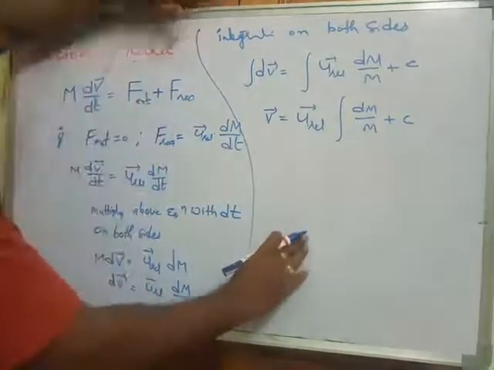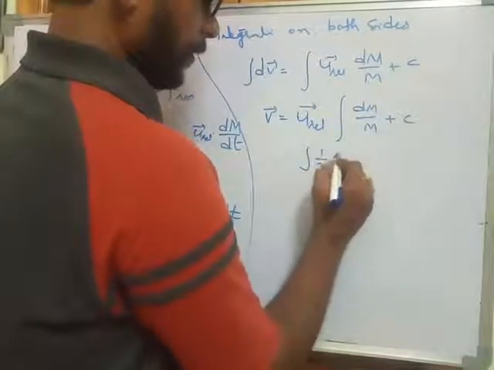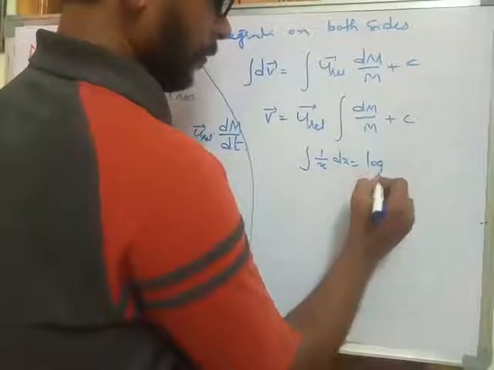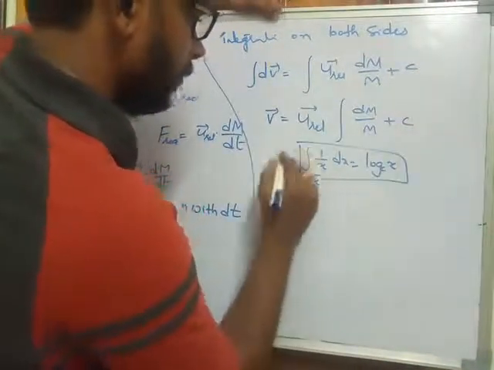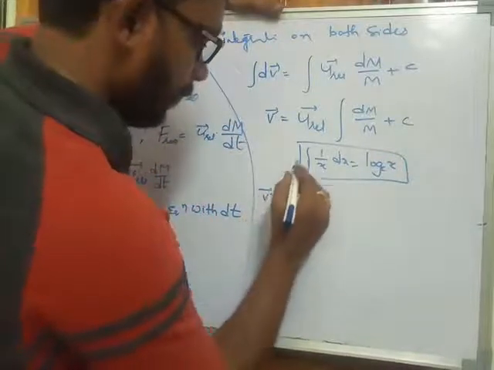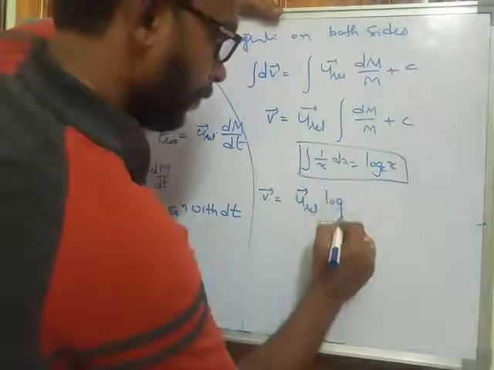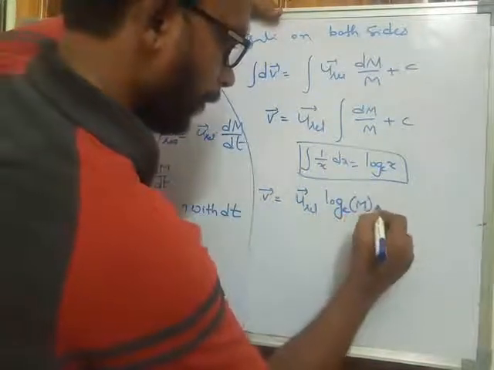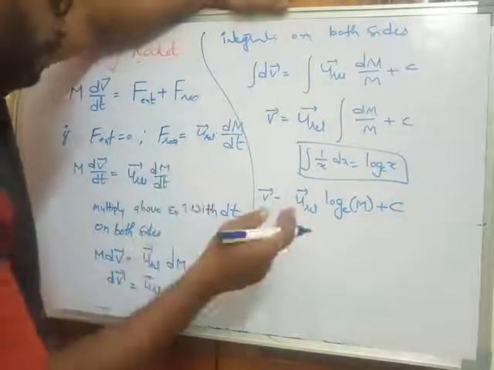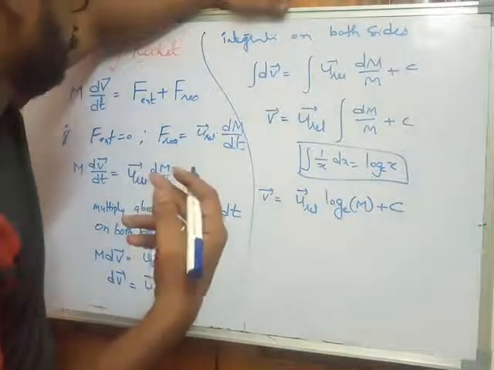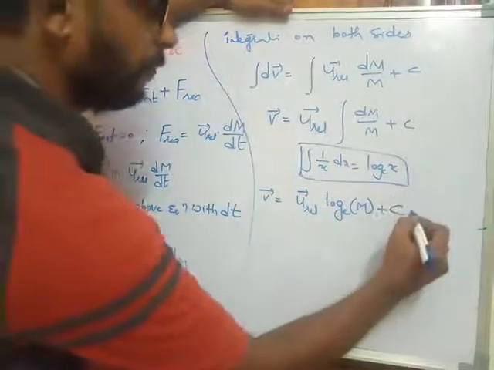And we know the integral formula: integral of 1 by x dx can be written as log x. Applying this law, we get v bar is equal to u relative velocity into log e m plus c. Earlier we assumed a few equations, and here we assume this is equation number 4.